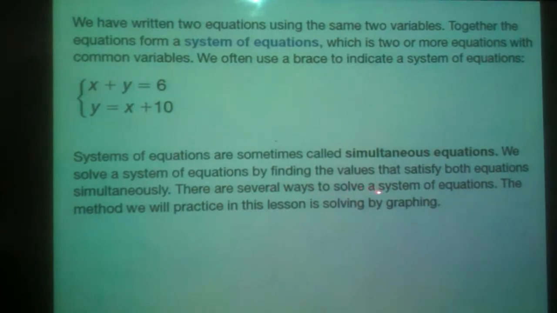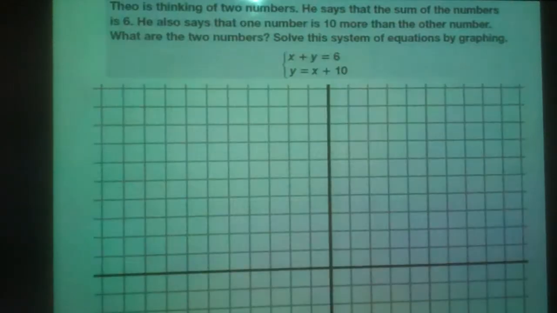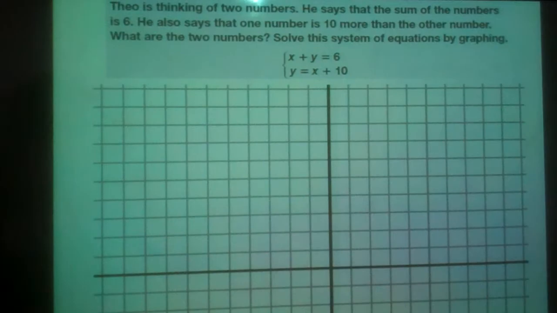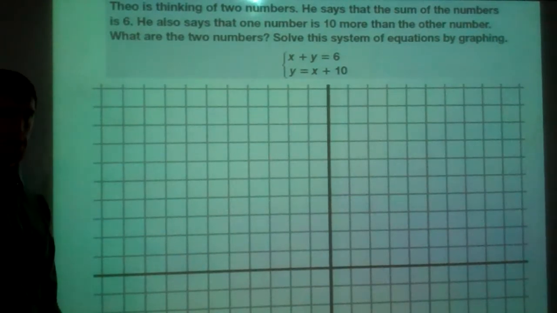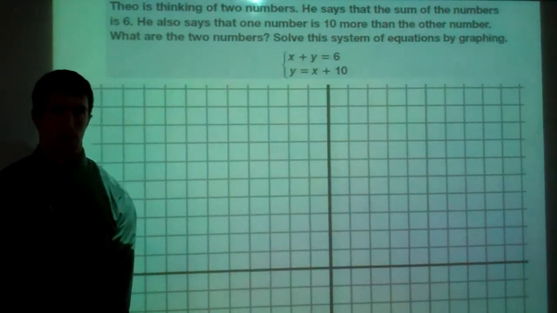There are several ways to solve a system of equations, and the method that we're going to practice is solving by graphing. So we're going to take this problem that we started with, and we're going to solve it by graphing. Now, once we are in algebra next year, they're going to show us a different way to solve this. I'm not going to show that today because it's something we're going to build up to.